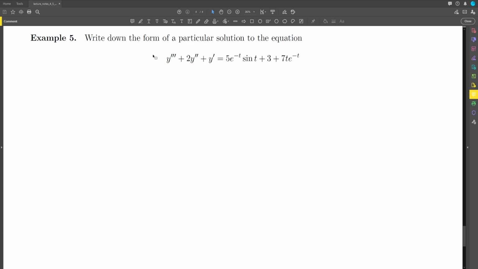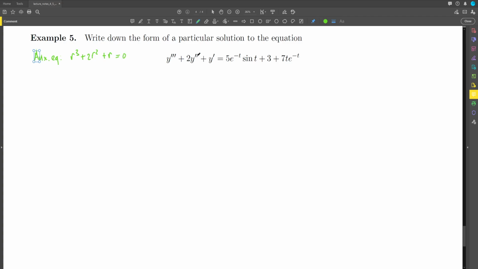So again, the two things that we want to do is we want to look at the auxiliary equation on the one hand, and on the other hand, we want to compare this with the general form on the right hand side. So let's take a look at the auxiliary equation, excuse me. So the auxiliary equation for the right hand side is r cubed plus 2r squared plus r equals 0.